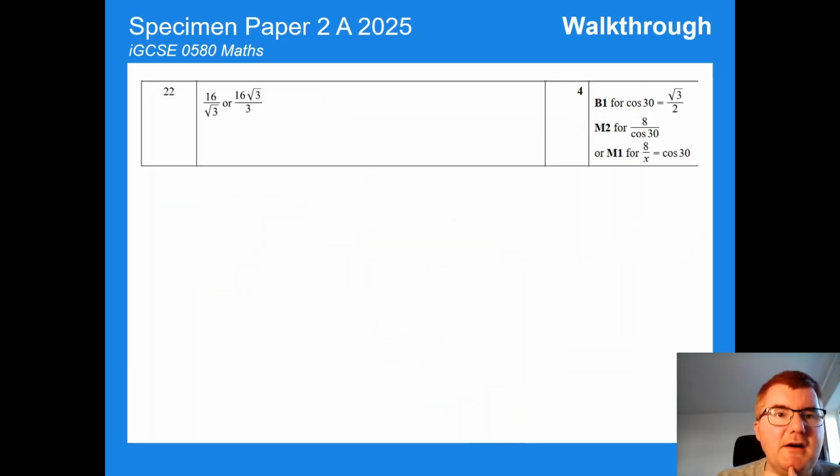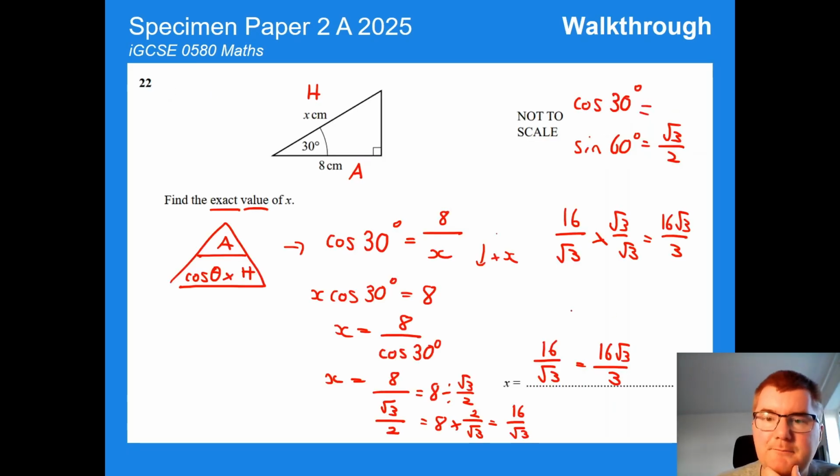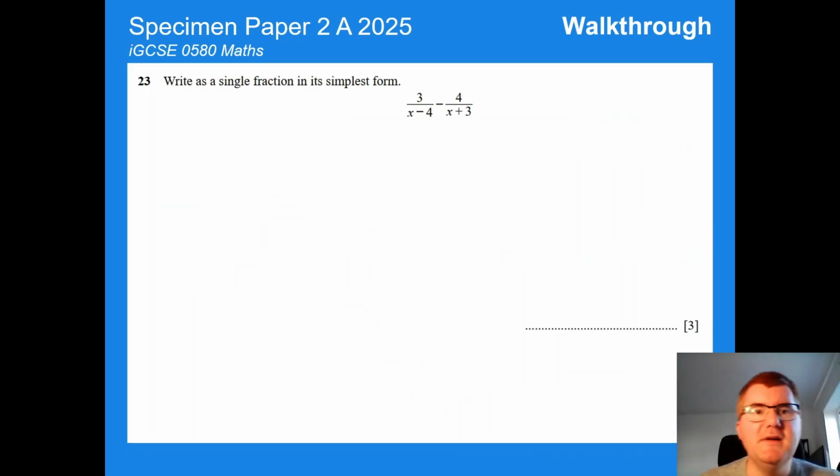Let's see if they lose a mark here. Nope, they're perfectly happy with both, so that's quite nice to have. So this gives you all 4 marks. On to question 23: write as a single fraction in its simplest form.